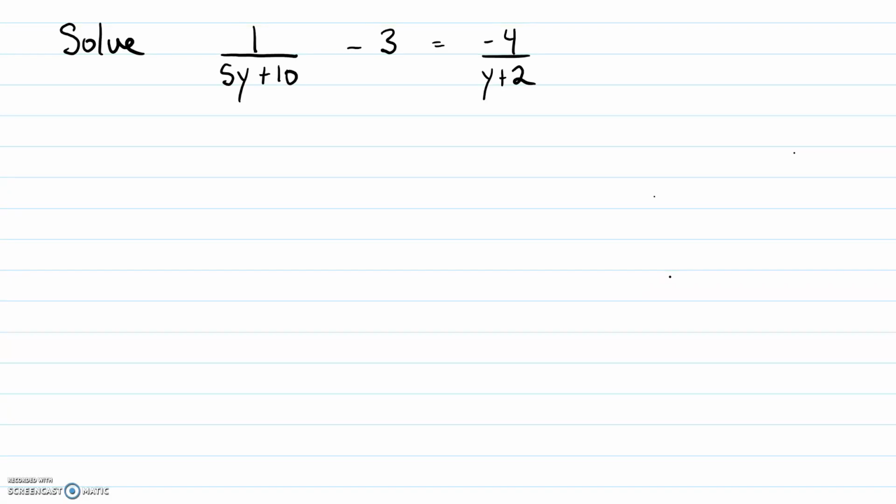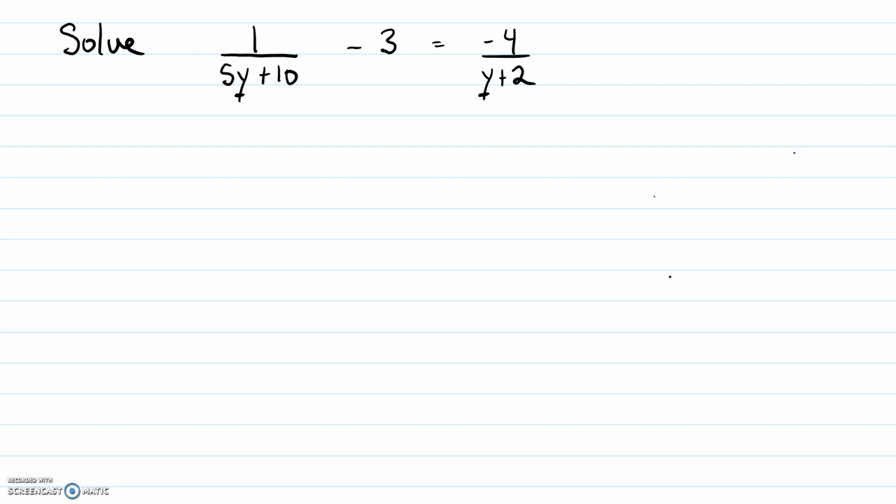Okay, here we're going to solve 1 divided by 5y plus 10, minus 3, equals negative 4 divided by y plus 2. This is a rational equation. We know it's rational because we have fractions with unknowns in the denominator. So you need to have variables in your denominator for it to be rational.